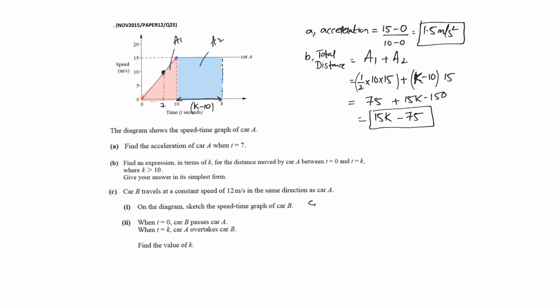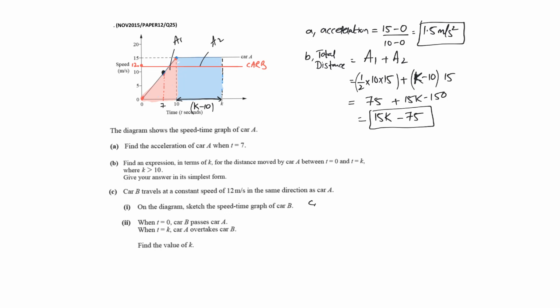In part C, the question says car B travels at a constant speed of 12 meters per second in the same direction as car A. On the diagram, sketch the speed time graph for car B. Now we know that the car is moving with a constant speed, and constant speed would be represented by a horizontal line. So at t equals 0, the speed of car B was 12. So 12 is somewhere here, and it continues to move at the same constant speed of 12. So you will have to draw a horizontal line over here. This is the speed time graph for car B. It's moving at 12 meters per second.